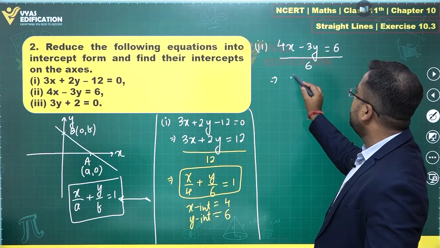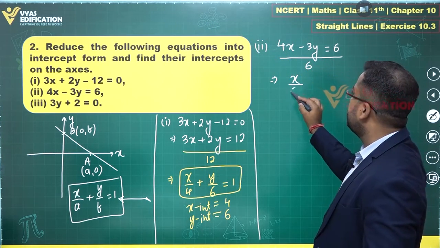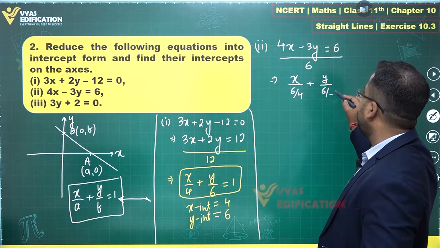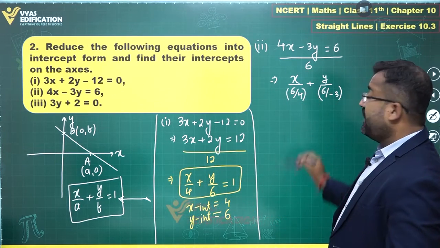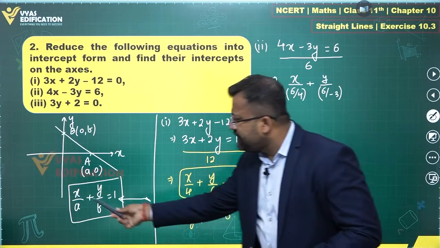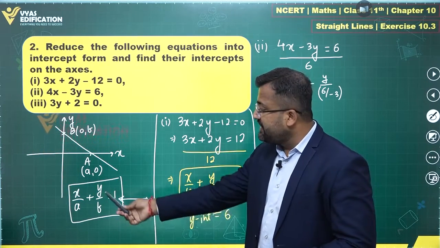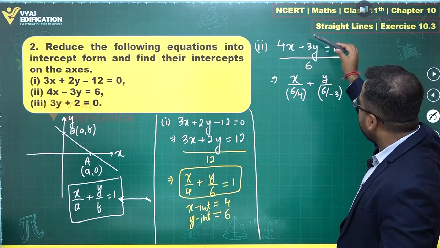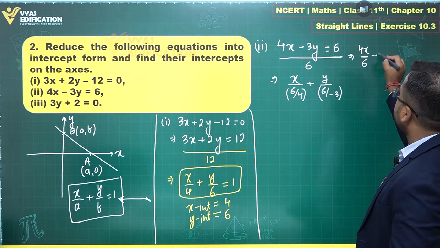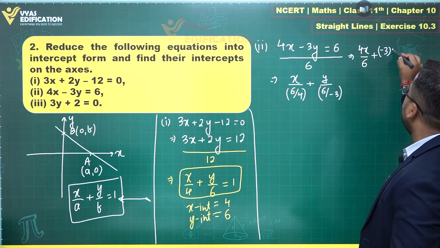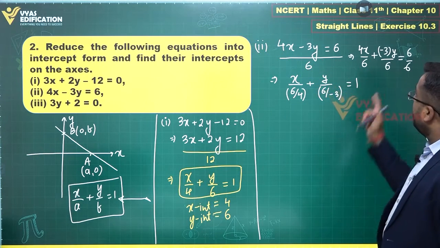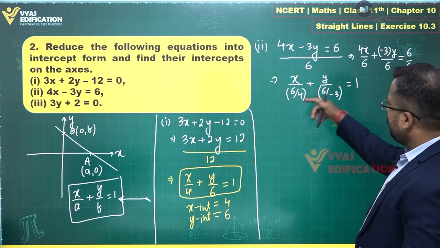Let's do that. This becomes x upon, this is 4x upon 6, which becomes x upon 6 by 4, plus y upon 6 over minus 3. Observe carefully what I have done over here. This was 4x upon 6. I have to bring that 4 down because the coefficient of x is supposed to be 1, right? Coefficient of y similarly has to be 1, so I have to bring that minus 3 in the denominator. This is equal to 4x upon 6 plus minus 3y upon 6 is equal to 6 upon 6. And this is the middle step which I have skipped. I think you can handle that much.